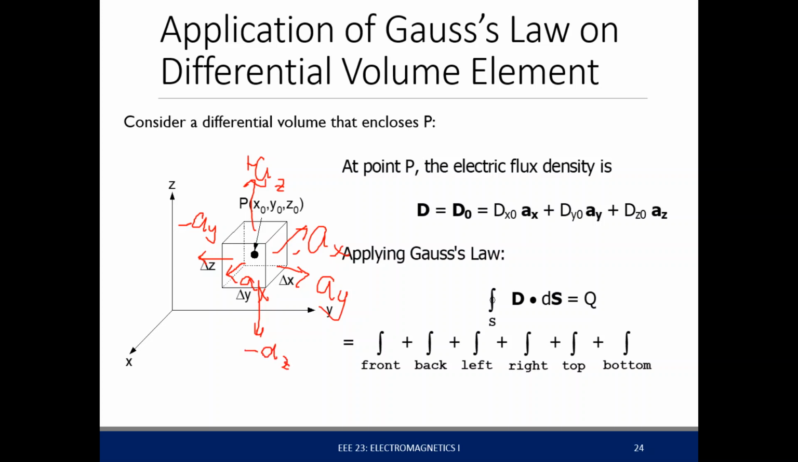So that is the breakdown of the closed surface integral of this volume. It's the integral of the front, back, left, right, top, bottom. Basically, just solving for the total flux at the front, total flux at the back, total flux at the left side, total flux at the right side, total flux of the top, and total flux of the bottom. You just add them all up, you get your total flux, and that is equal to the charge enclosed by the volume. So that's Gauss law.